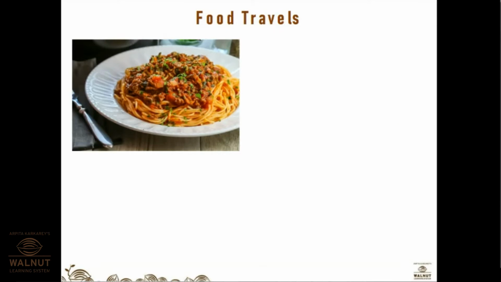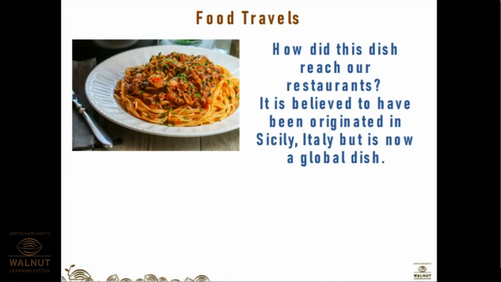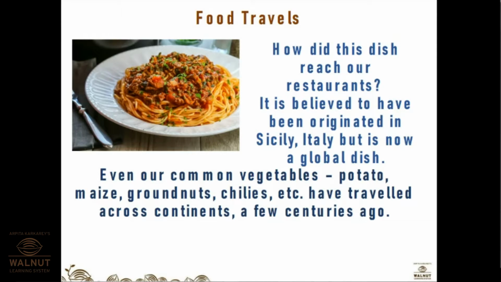Now, food travels. How did this dish reach our restaurant? It is believed to have originated in Sicily, Italy, but it is now a global dish. A type of noodle, a type of pasta, we can say. We even have it in our grocery list, right? Once it originated in Italy, it was the food of Italy, but now it is available all over the world. Even more common vegetables like potatoes, maize, groundnuts, chilies, etc., traveled across continents a few centuries ago.